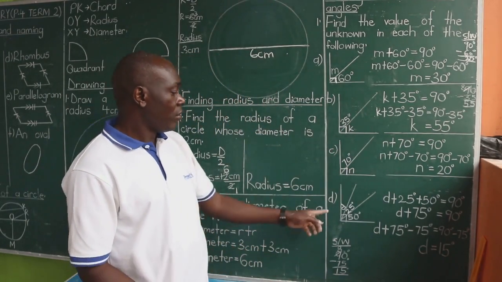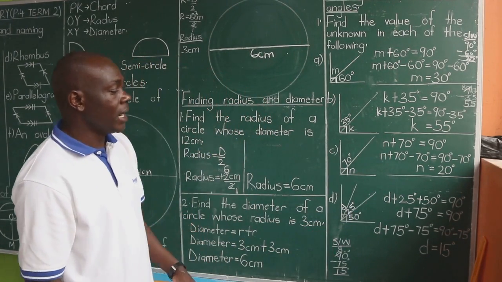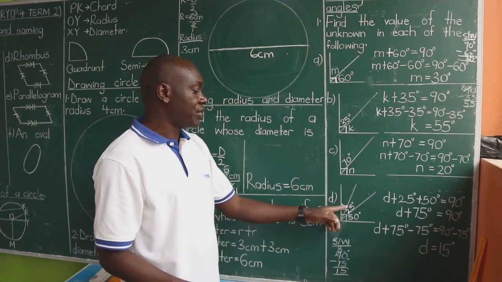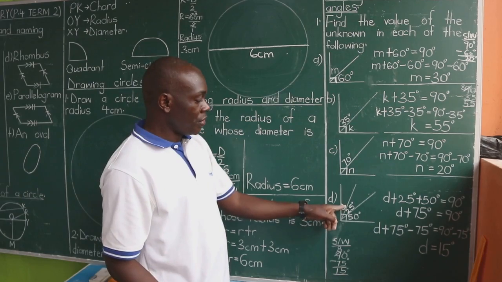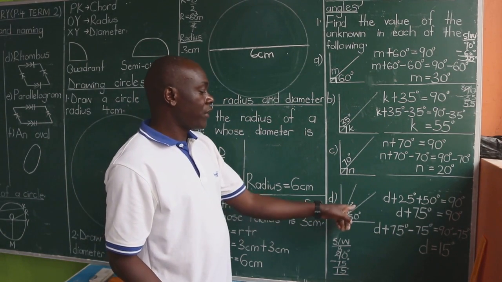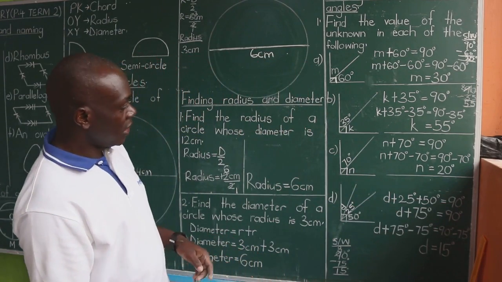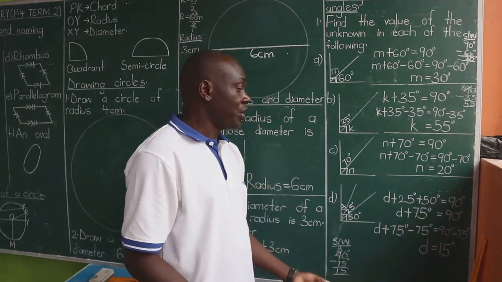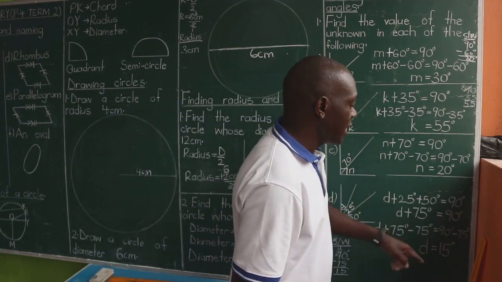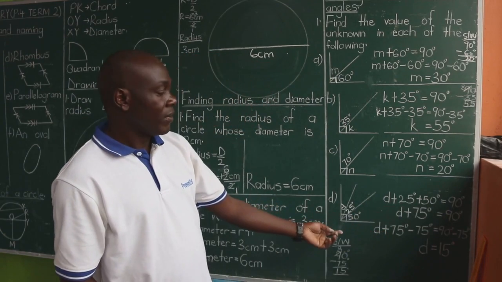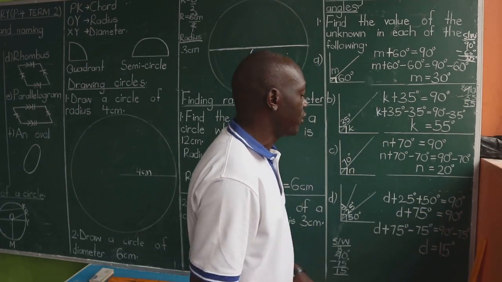Then finally, we've got part D. Still, angles on the right angle add up to 90 degrees, but this time there are 3. D, 25 degrees and 50 degrees. So, form using all the 3. D plus 25 degrees plus 50 degrees equals 90 degrees. Then you add 25 plus 50, you get 75. So I've got D plus 75 degrees equals 90 degrees. Then you go D plus 75 degrees minus 75 degrees equals 90 degrees minus 75 degrees.